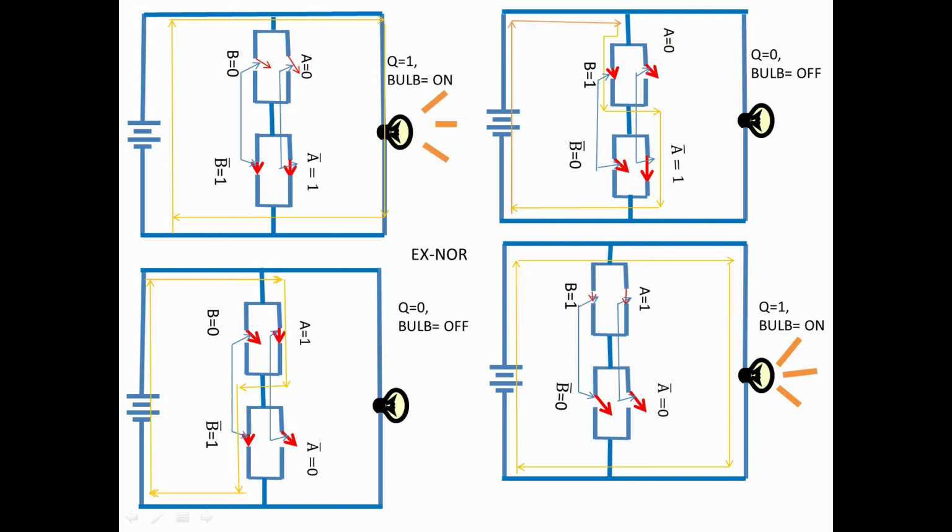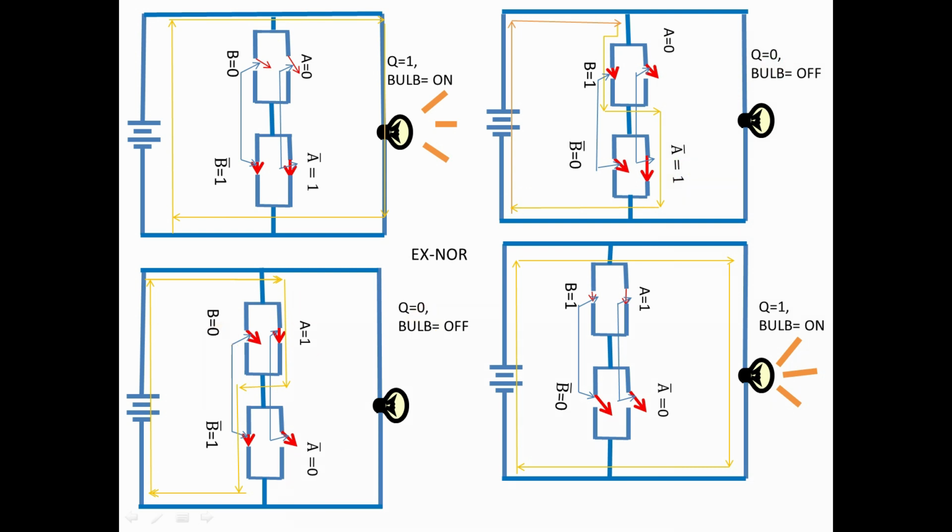When a is equal to 0, b is equal to 1. When a is equal to 0, a bar is equal to 1, b is equal to 1, b bar is equal to 0. Then current flows through this on switch b and through the a bar. Then there is no current flow through the bulb, then the bulb is in the off state, output is logic 0. For 0 1, output is 0.